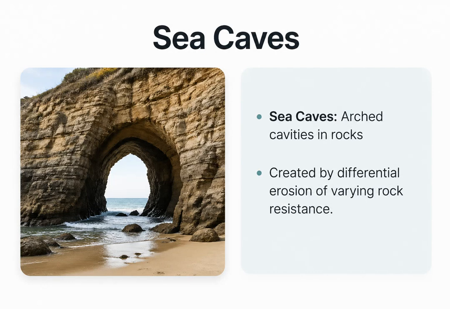Not all rocks erode at the same rate. When waves hit a cliff face made of rocks with varying levels of resistance, the softer or highly fractured rocks erode much faster. This differential erosion hollows out the weaker sections, producing deep arched cavities known as sea caves.